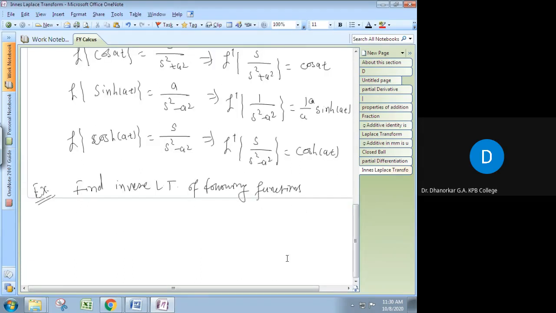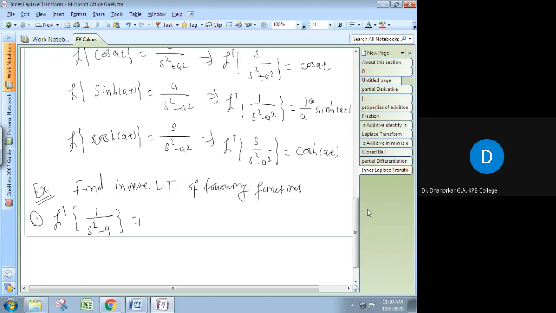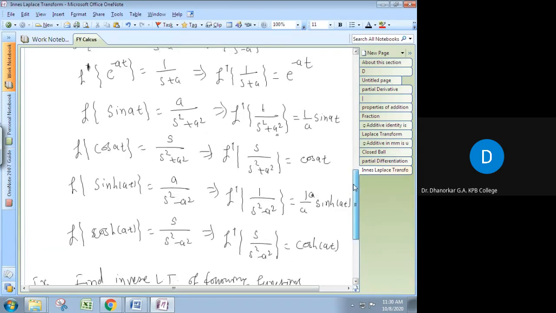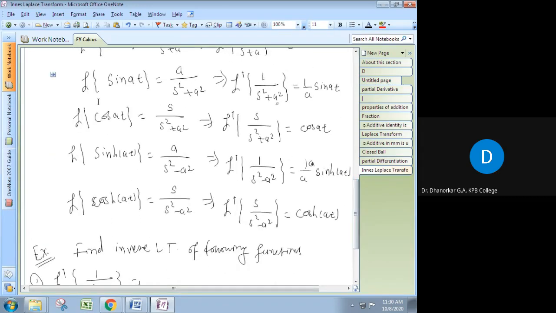Or I will write here in this way also. L inverse of 1 divided by s square minus 9. What will be the answer? Actually, this is the formula for the sine function. We know this is sine hyperbolic or sine function. This is the sine function.